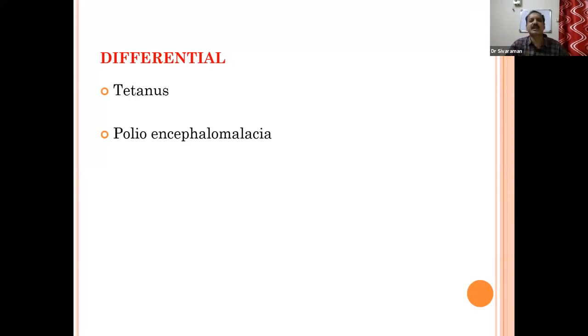Tetanus, very easily you can identify. All the limbs will be very much stiff and the locked jaw will be there. So locked jaw, stiffness of all four limbs, the ears will be erect and it is not able to bend the neck. So these are all the signs of tetanus. And polioencephalomalacia, I will show the clinical signs.